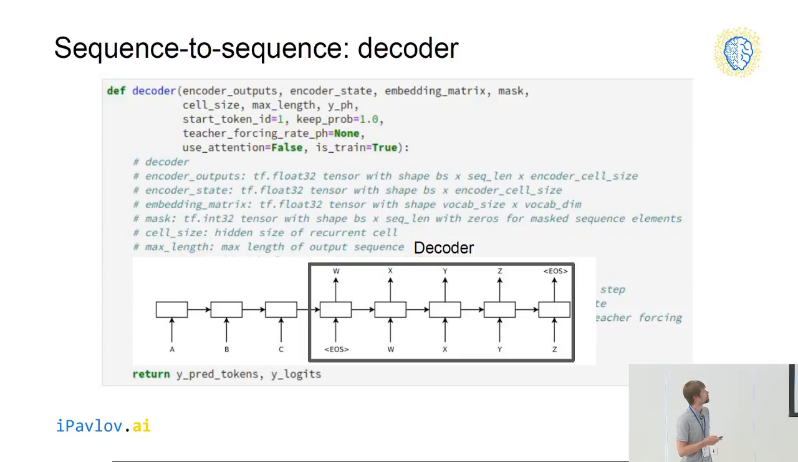The next building block is a decoder, and the decoder uses encoder outputs and encoder state. One of the simplest ways to implement decoder is just to write a Python loop and iteratively call decoder cell on its own output. And finally, decoder should return predicted tokens. They will be used at inference time, and logits. They will be used to compute a loss function.